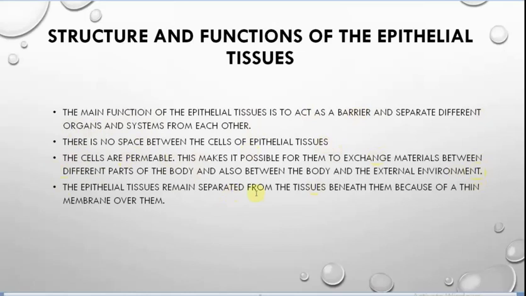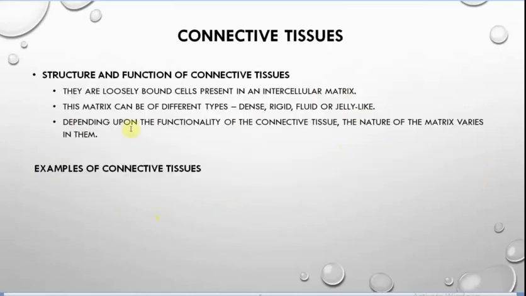The epithelial tissue remains separated from the tissue beneath it because of a thin membrane over it. There are numerous layers of epithelial tissue, and each layer is separated by a thin membrane. That means in between two layers of epithelial tissue, there is a thin membrane covering which separates those two tissues. Then after the epithelial tissue, next comes connective tissue.